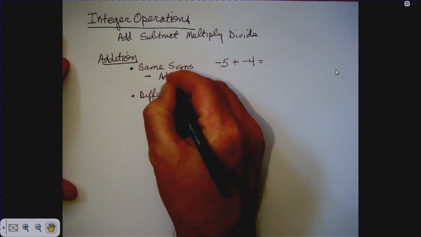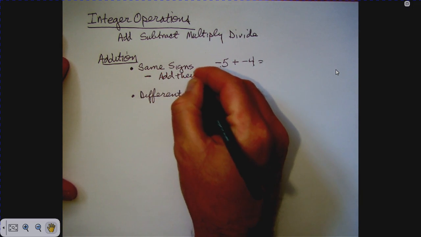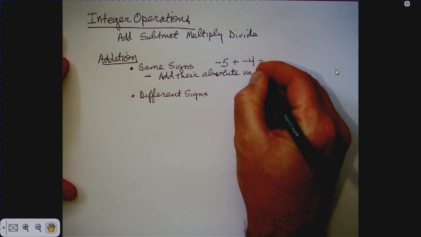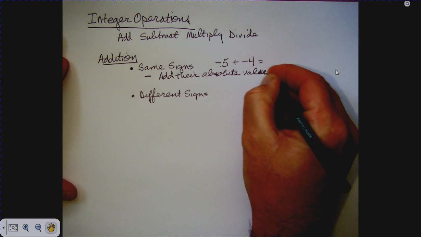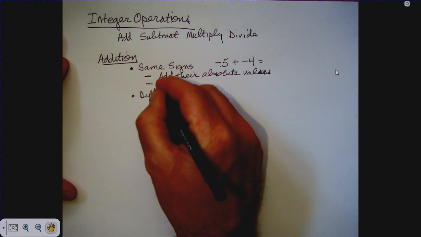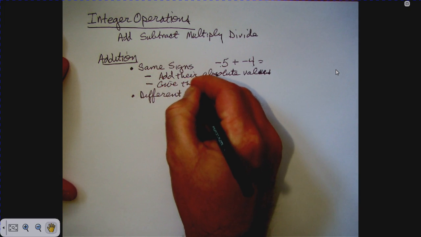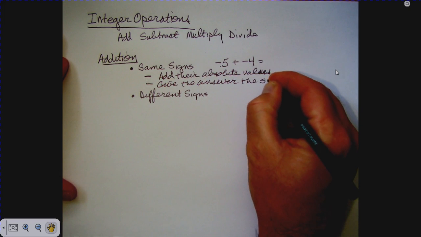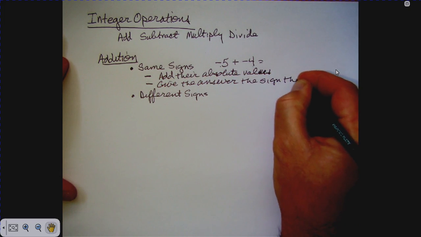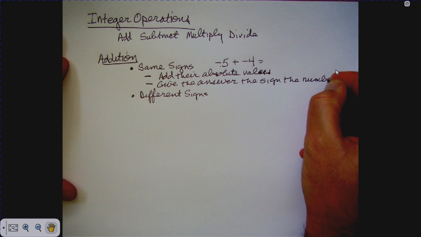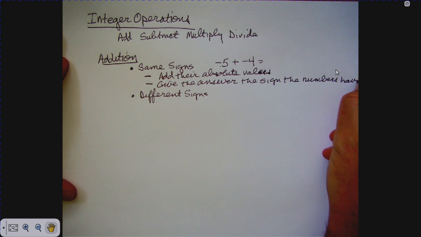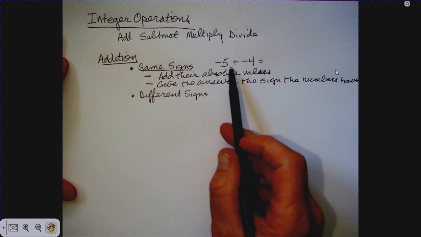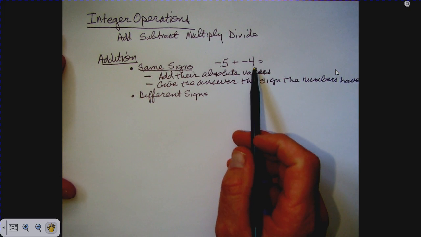add their absolute values, and the second part of it is give the answer the sign the numbers have. Okay, so that's same sign. So let's see how it works. Here's our example. -5 plus -4.